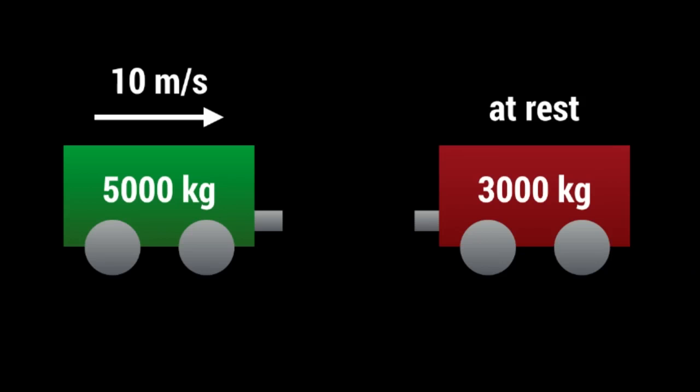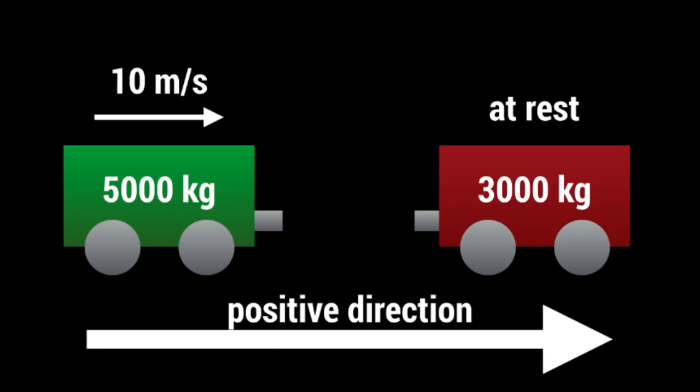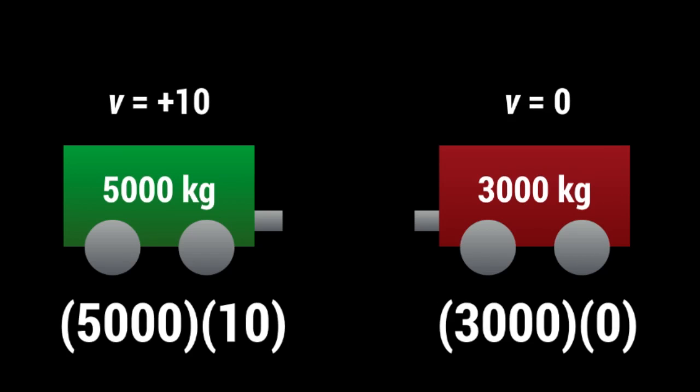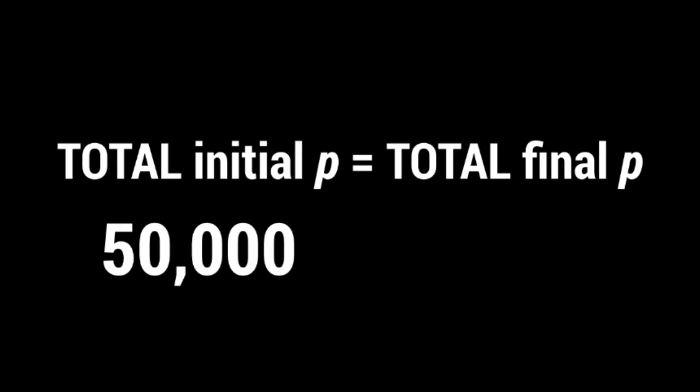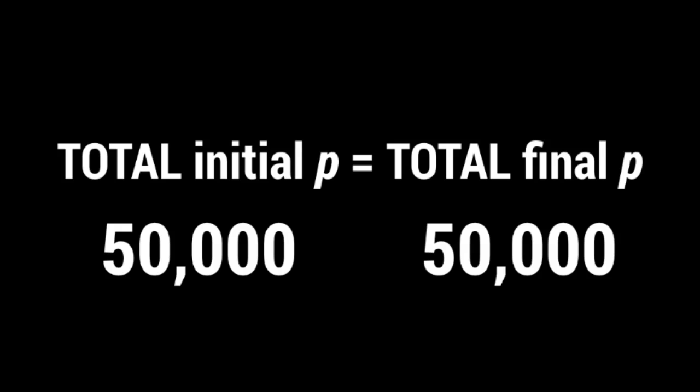Well, let's take a look at our initial conditions. First, we have to establish our positive direction. Now we know that the green car is moving at plus 10 meters per second, while the red car is not moving at all, which means that it has a velocity of 0 meters per second. Therefore, since we know the masses of the boxcars as well, we can multiply those out and find out what the momentum of both these objects are. Adding them together gives us our total momentum for the system, which is 50,000 kilogram meters per second. Remember that equation we had earlier, the total initial momentum is equal to 50,000, which means that our total final momentum also has to be equal to 50,000.